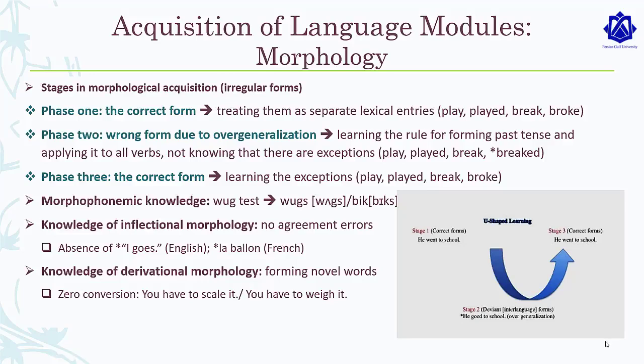Another question for researchers was whether children have morphophonemic knowledge. That is, when they are using morphemes, do they pay attention to the phonological rules that apply? For example, when we are adding plural s to box, we add an e, boxes. When we are adding plural s to book, it would be books. But when we are adding to wing or to bag, it would be bags, wings.